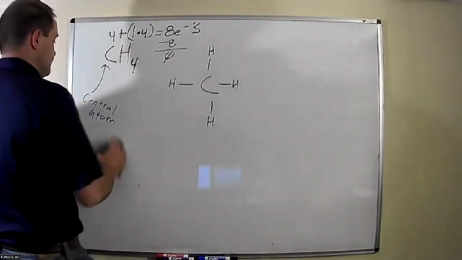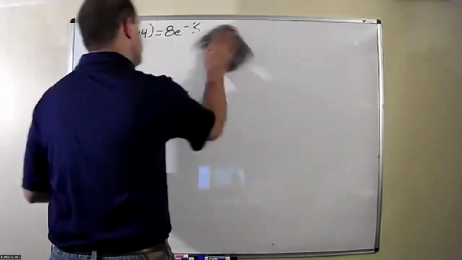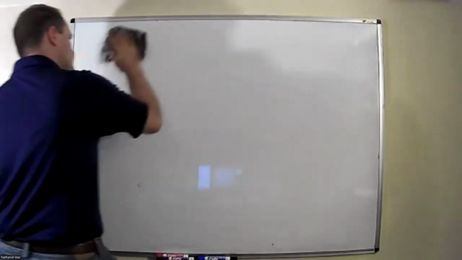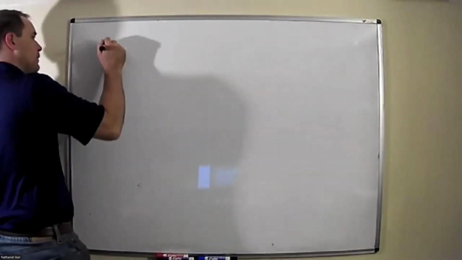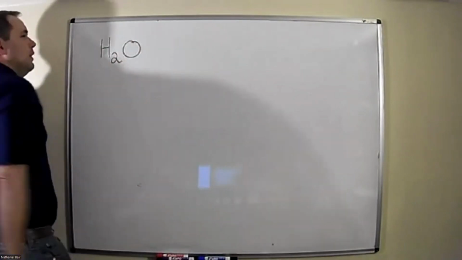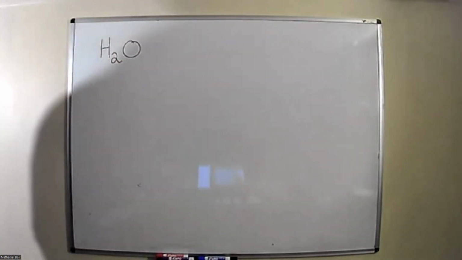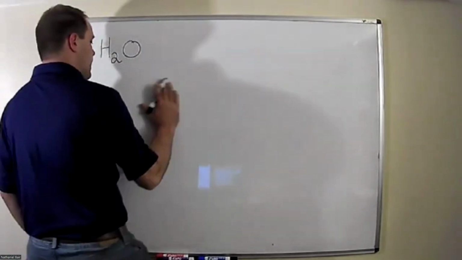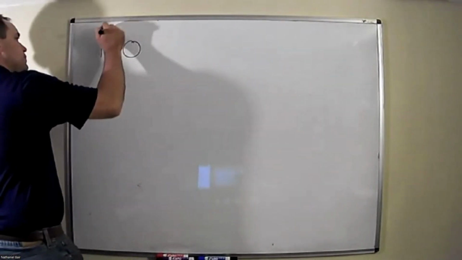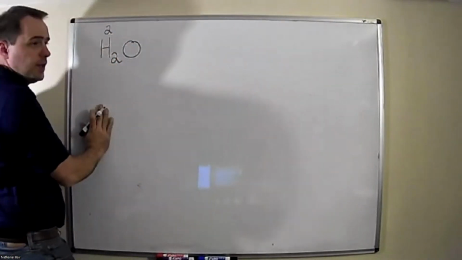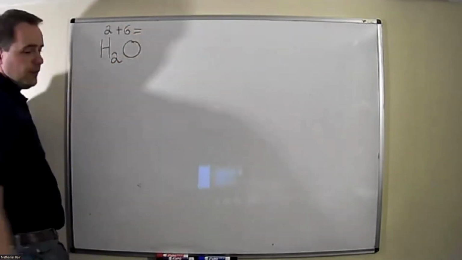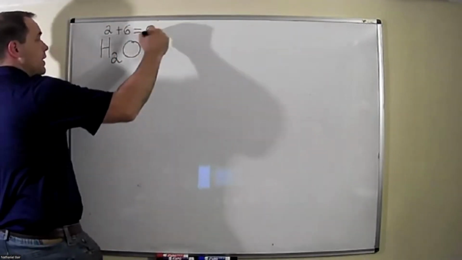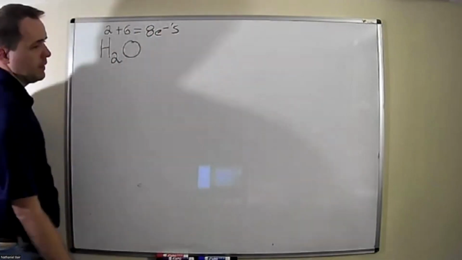All right, let's do some more. Here's a very important molecule. How about water? So the first thing we want to do is add up our electrons. Each hydrogen brings an electron to the party, so that's 2, right? Oxygen brings 6 to the party. Find oxygen on the periodic table. That's a total of 8 electrons.